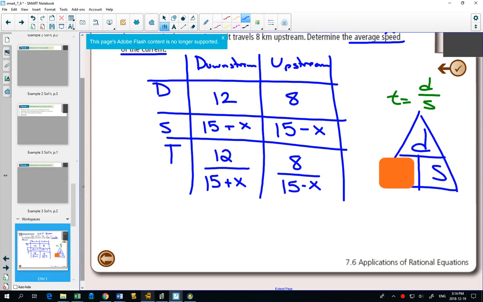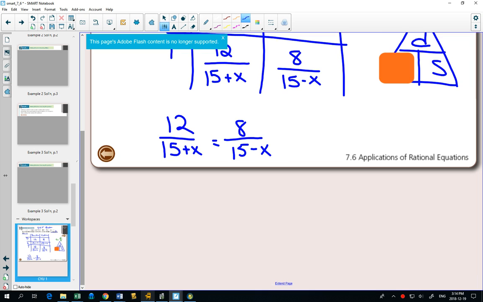So since those times are the same, we can create an equation saying that 12 over 15 plus x has to equal 8 over 15 minus x. This could be one where we could use cross multiplication because it can't be factored any further. So if I multiply, I could also get my common denominators the same, but 12 times 15 is 180 minus 12x equals 8 times 15, 120 plus 8x.